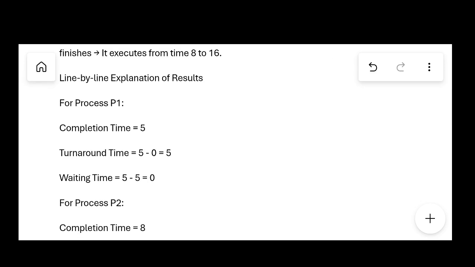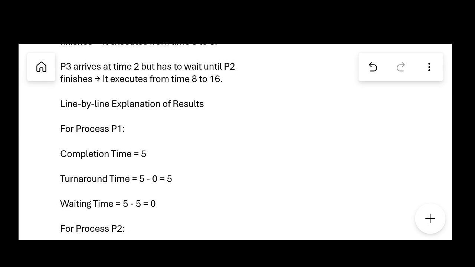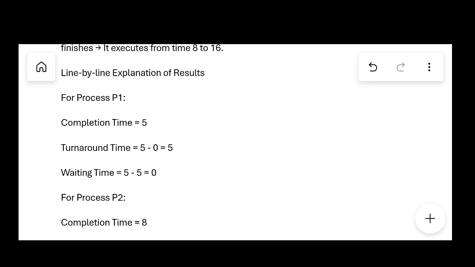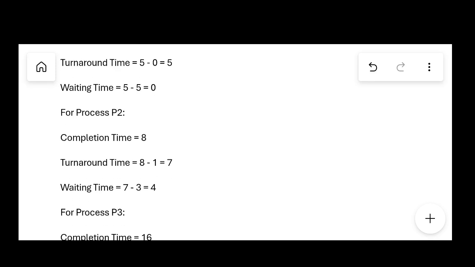Now let's calculate some important terms here. First one is completion time, the time at which a process finishes. For P1 completion time is 5. For P2 it is 8. And for P3 it is 16.